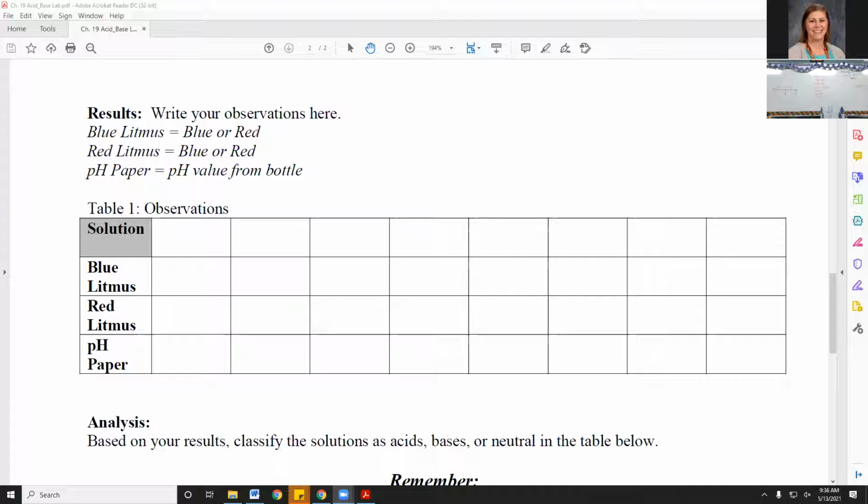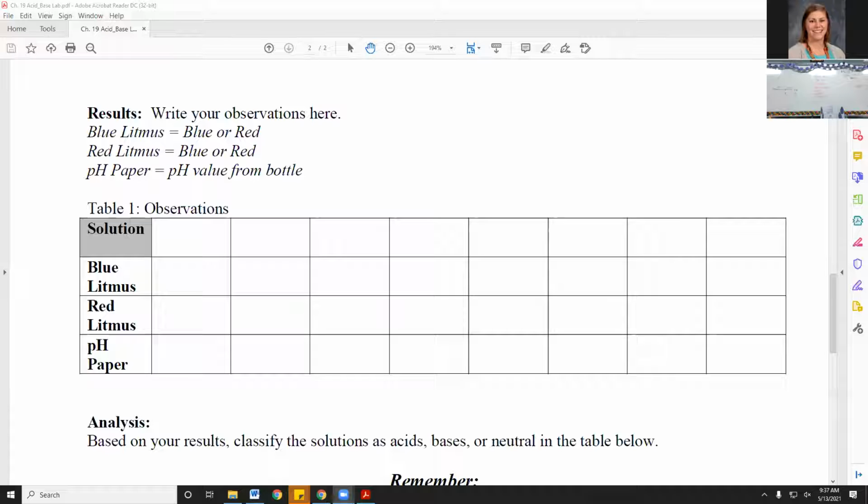Then for the pH paper, instead of writing down the color, because there's 12 different colors, you will write down the number that matches that color. Okay, so if it's 3, write down 3. If it's 3.5, write down 3.5. Okay, and then we're going to use that information to help determine whether the solutions are acidic, basic, or neutral.